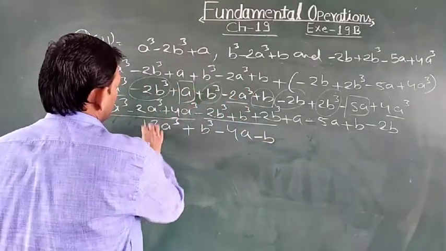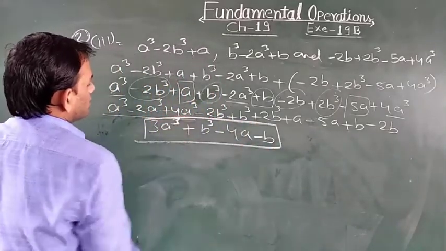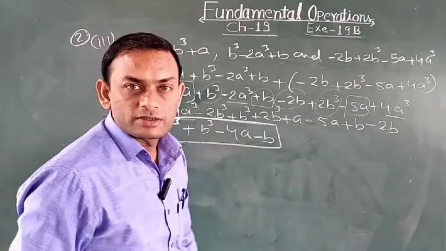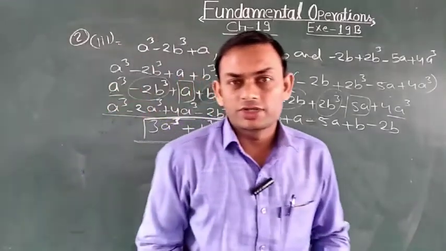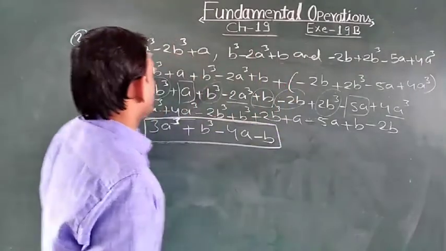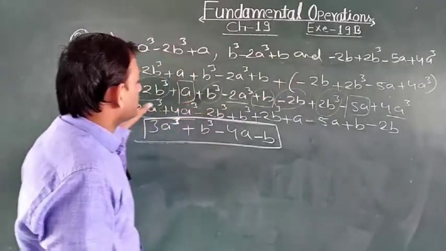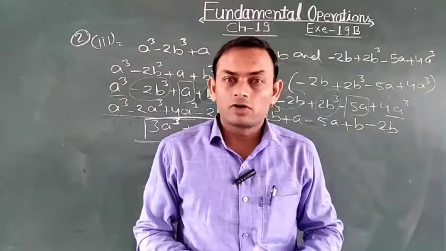So this is your answer: 3a cube plus b cube minus 4a minus b. Got it? So in this way you will solve this question. First of all, you will write all the polynomials in a row. Then you will make a group of all the like terms, and then you will add or subtract.